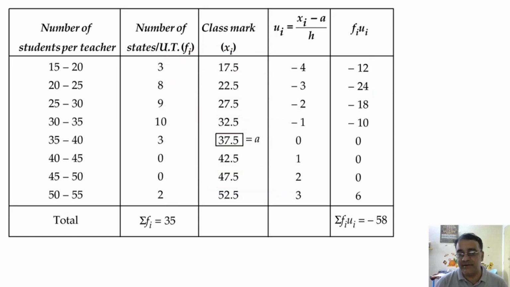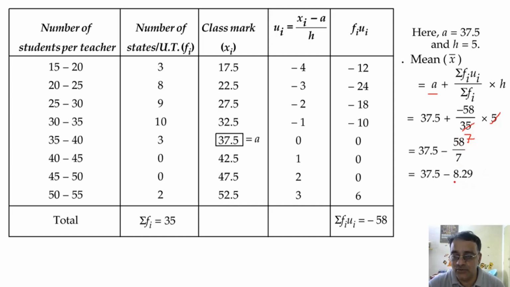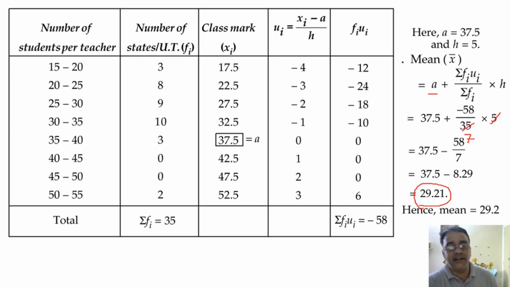A is 37.5, h is 5. Write the formula of the mean by the step deviation method and substitute all the values. A is 37.5 minus 58 upon 35 into 5. So here we can cancel 7, 58 by 7 हो गया. 58 by 7 is 8.29 approximately, and the final answer is 29.21 approximately. Okay, so one decimal place, round up करेंगे तो 29.2.